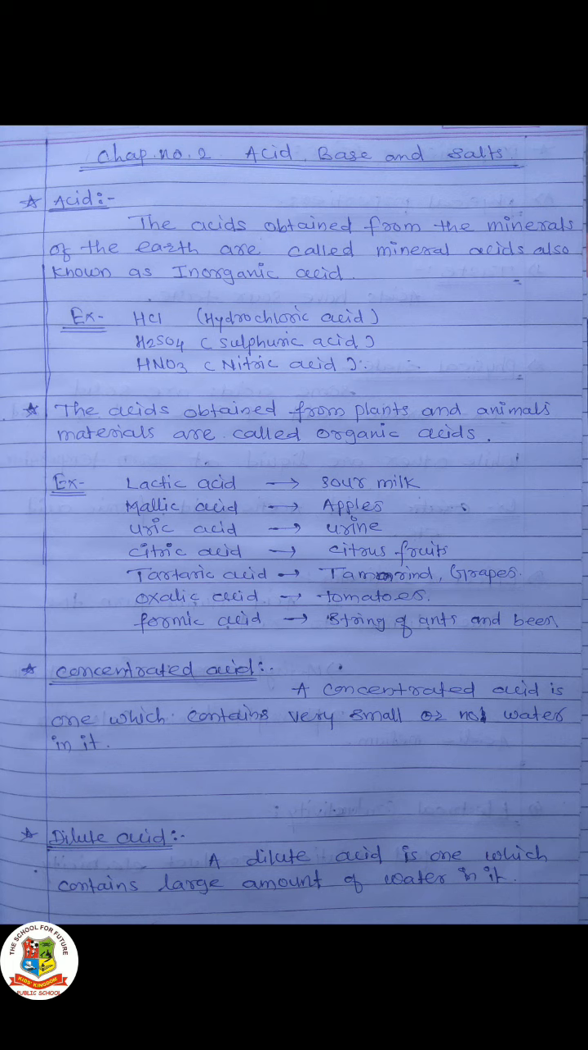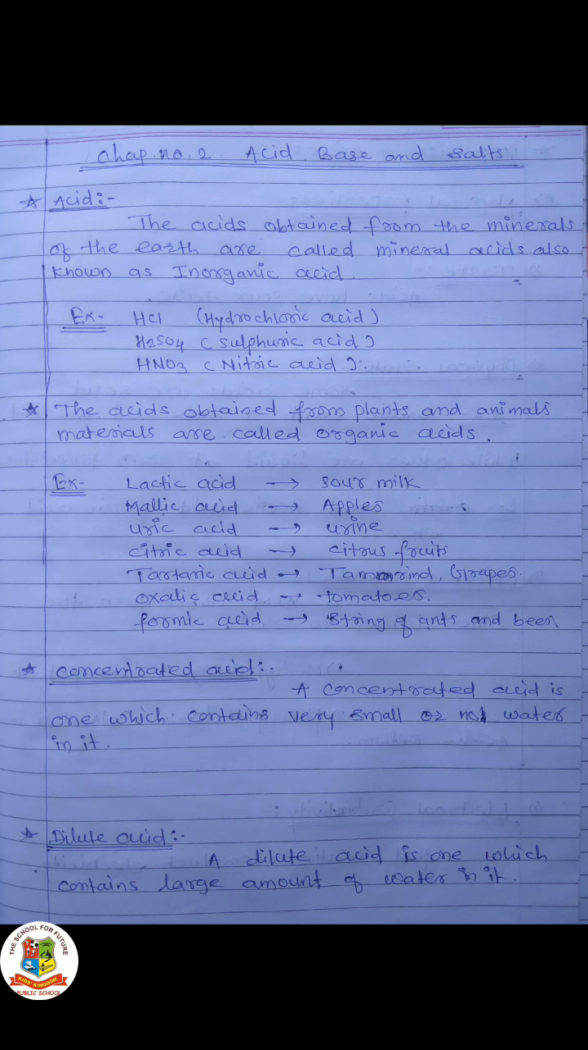Now we will try to know what organic acids are. Organic acids are obtained from plant and animal materials. Those acids obtained from plant and animal materials are known as organic acids. I hope you are clear about inorganic acids. Inorganic acids are those acids which are obtained from minerals of the earth, and these are dangerous. And organic acids are obtained from plant and animal materials.